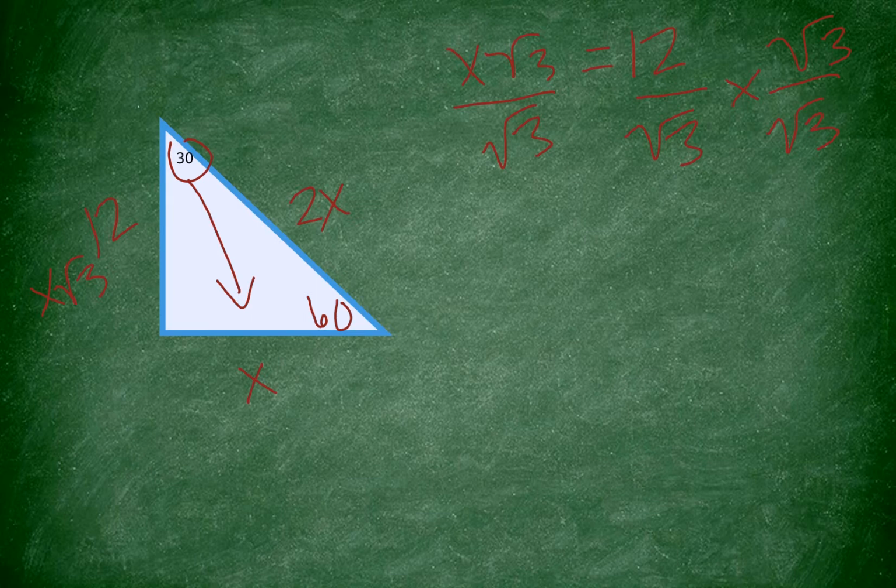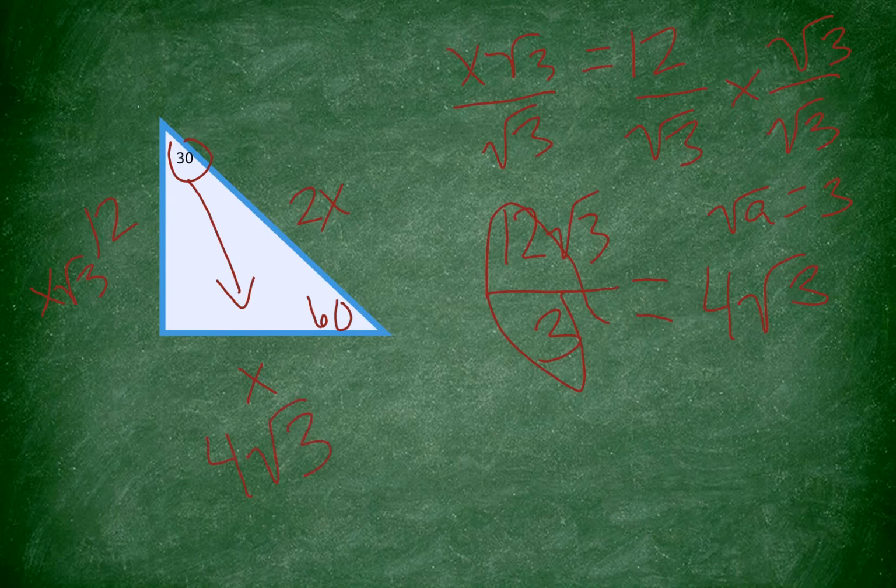I'm just writing it a little differently. So 12 times the square root of 3 gets me 12 square root 3. And the square root of 3 times the square root of 3 gets me the square root of 9, which is equal to 3. So I end up with 12 square root 3 over 3. And this, of course, can simplify. So we end up with 4 square root 3 as our x value.